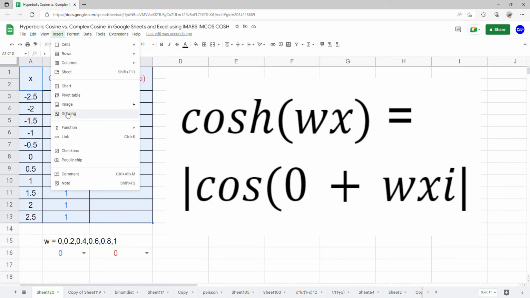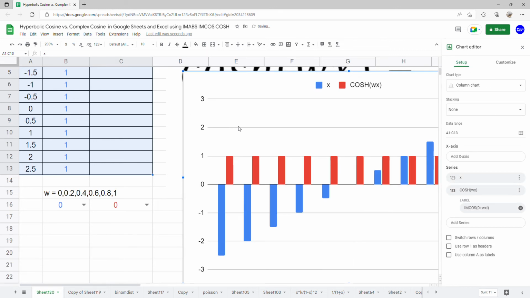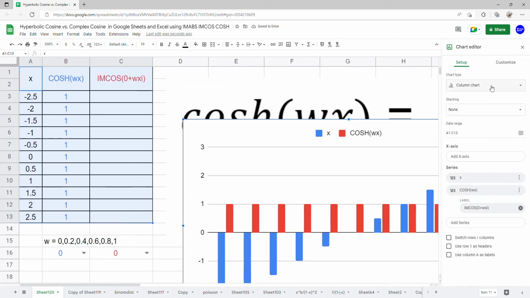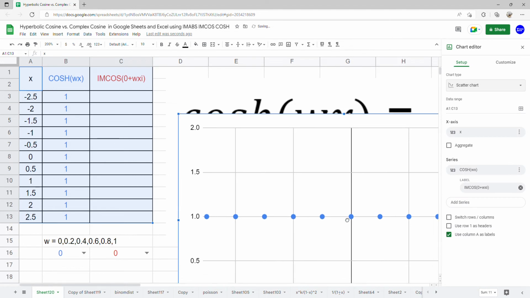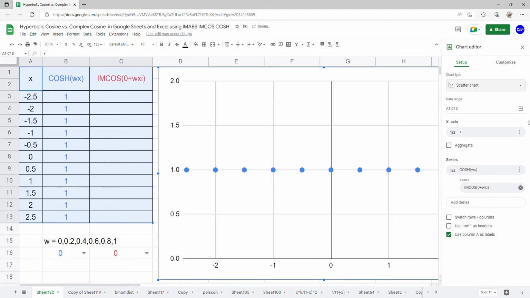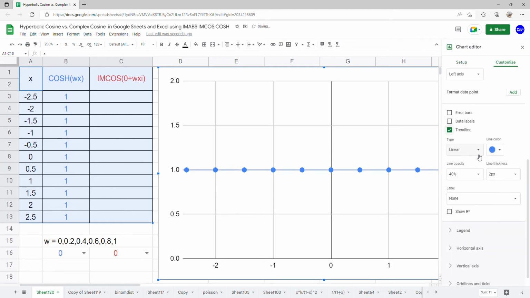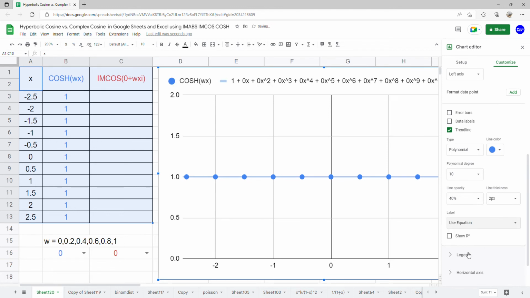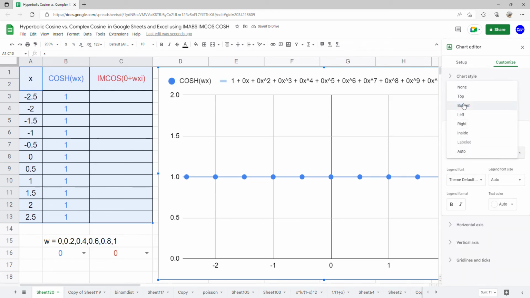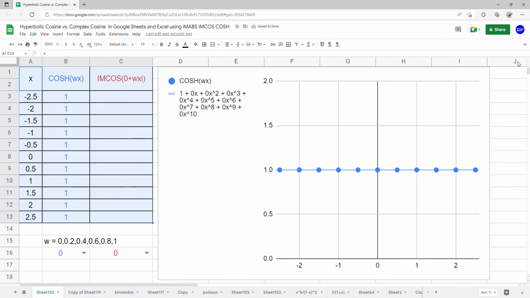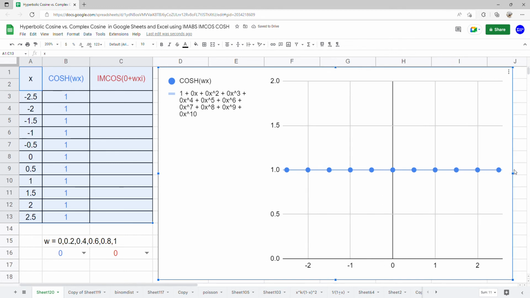So insert chart, and we use scatter chart. Use row 1 as header. In the series, show the trend line, the type polynomial, and the degree 10. For the label, use the equation. For the legend, position at the left. So here you have the trend line and the polynomial.